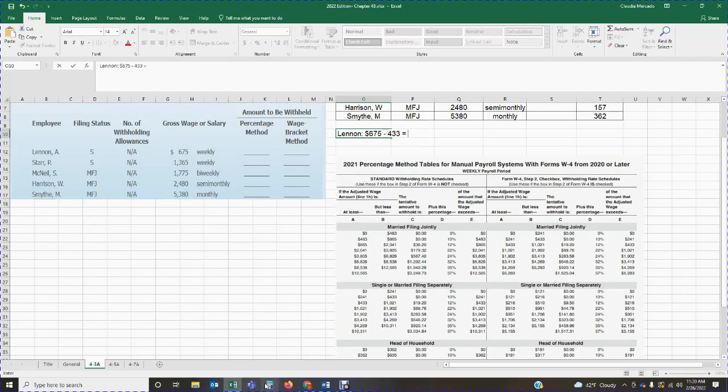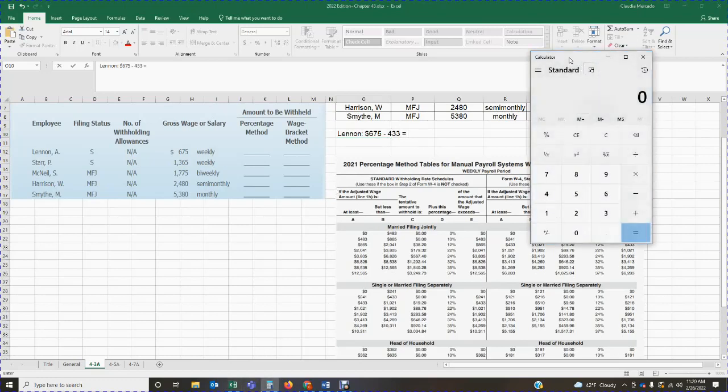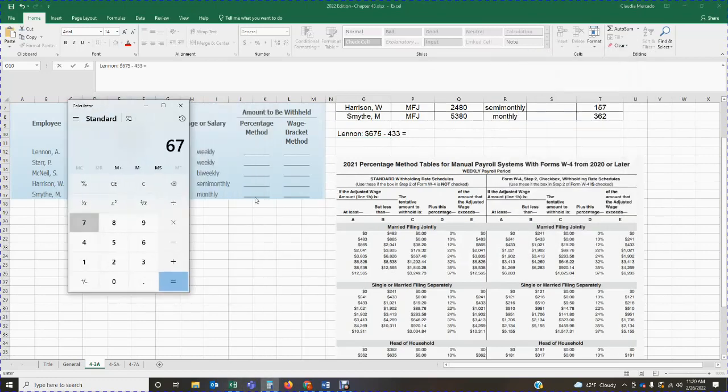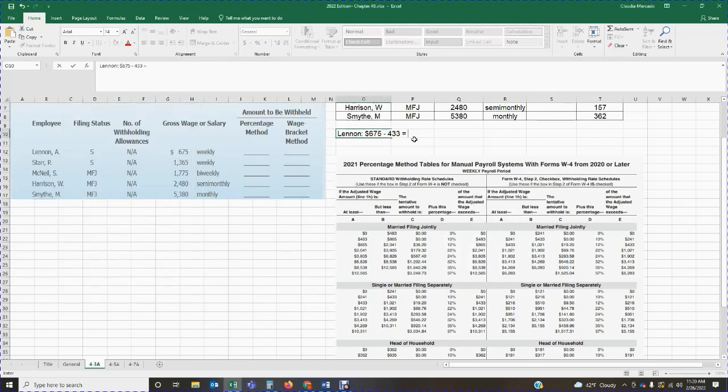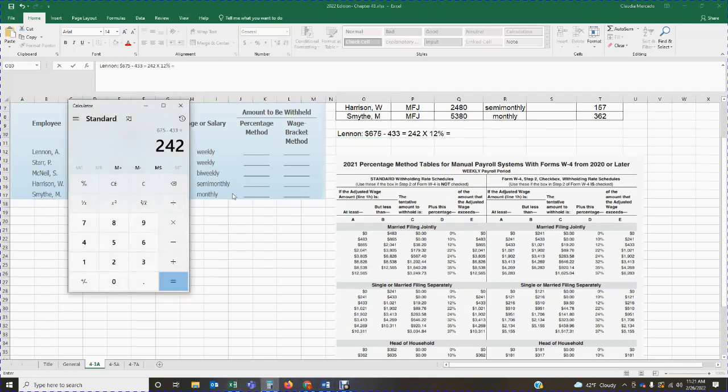Okay, so then let me get my calculator out. So that's 675 minus 433. That'll be 242. I'm then going to multiply it by the rate. I'm going to be working backwards. Remember? Backwards. So that percentage is 12%. Let's see what that gives us. 242 times 12%. That gives me 29.04.